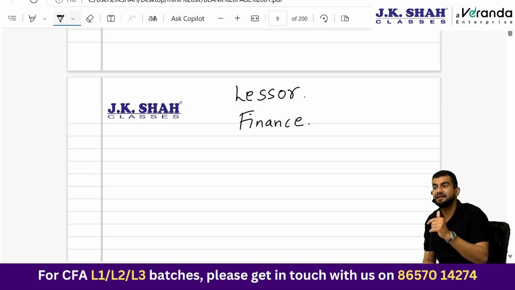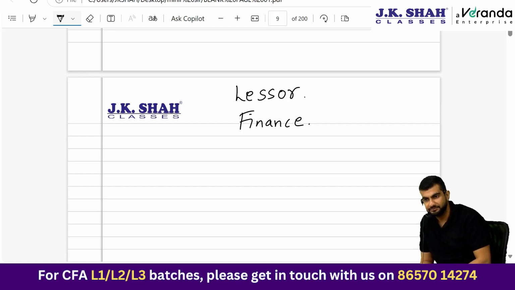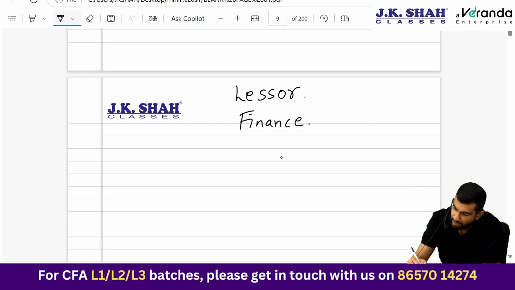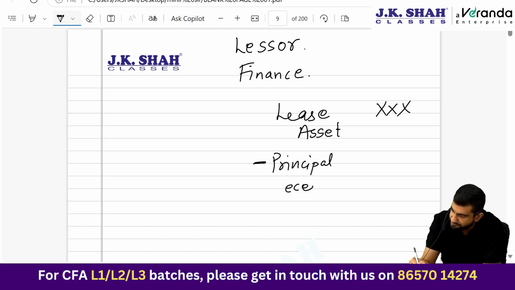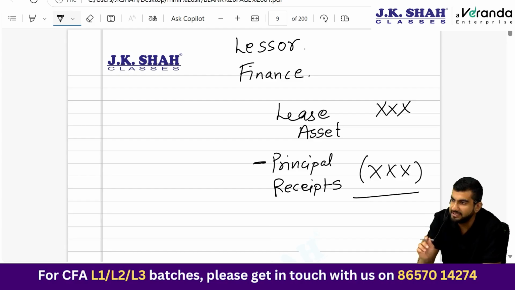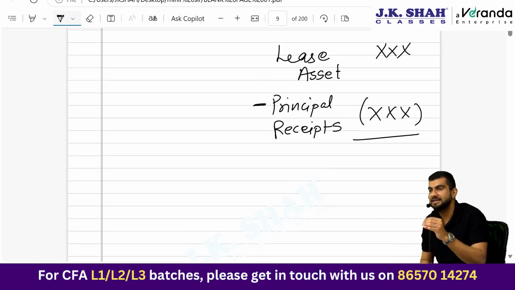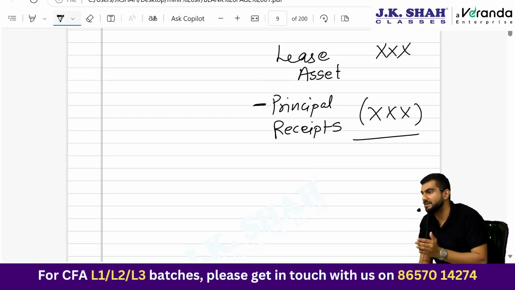First of all, derecognize the asset from the balance sheet, and any corresponding gain or loss you have to book. Then the lessor on the balance sheet records what? Lease asset at the present value of lease payments and keeps on reducing it by the principal receipts. No touching the liability side because it is not a liability for the lessor. Since the lessor has derecognized the asset, the lessor cannot charge depreciation on the asset.